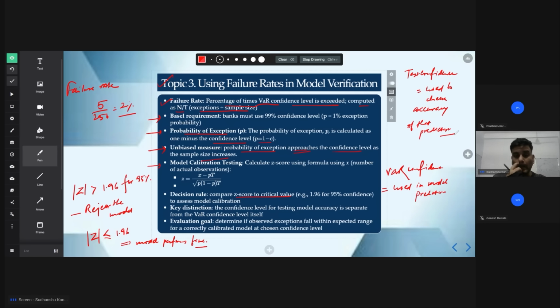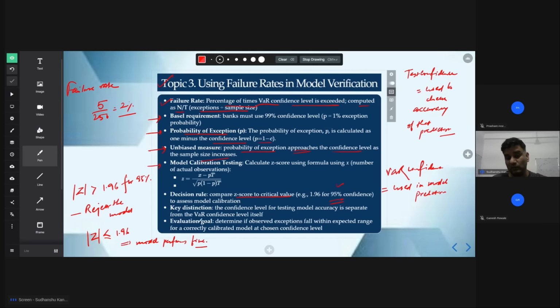Okay. All right. So the overall idea here is that you have a decision rule. Compare your calculated Z to the critical value. The testing confidence level, which is like 95%, is different from the VaR confidence, let's say like 99%. You have VaR confidence, which is used for model prediction. You have your test confidence, which is used to check the accuracy of that prediction.